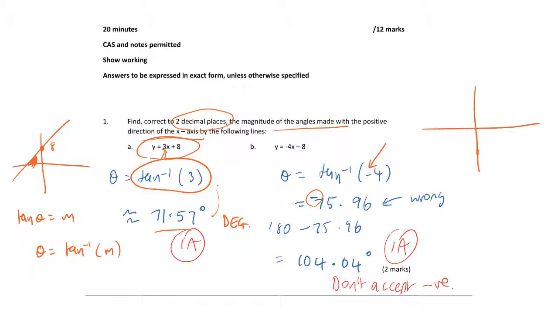So negative 4x minus 8 would have looked like this, passing through negative 8 there. The angle that you've just found out is this angle in here. That's negative 75.96. That's that angle there. That's a negative angle. We want the angle in here. So how do we find it out? Well, you can see here we just do 180 minus that 75.96, and we get the final answer 104.04 degrees.